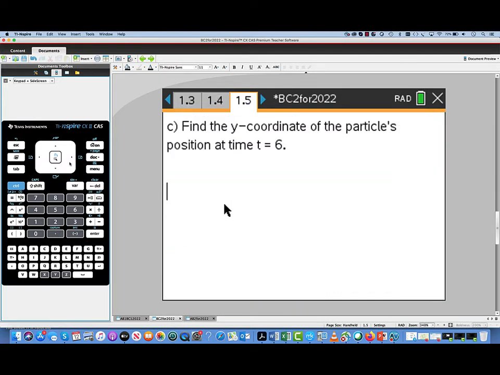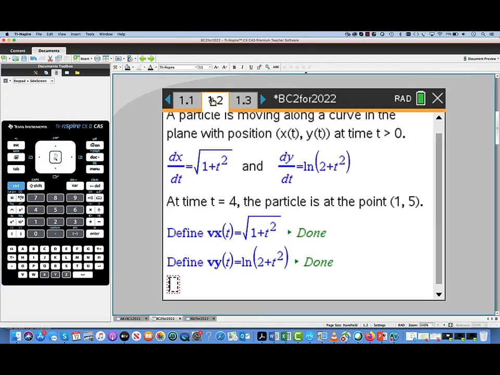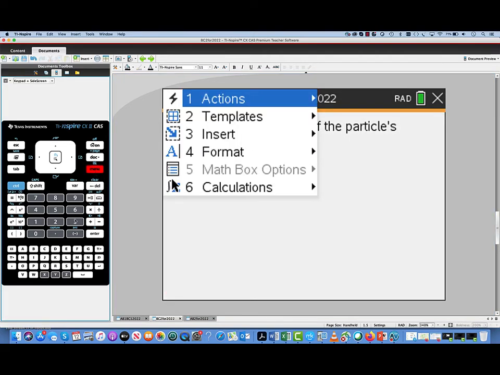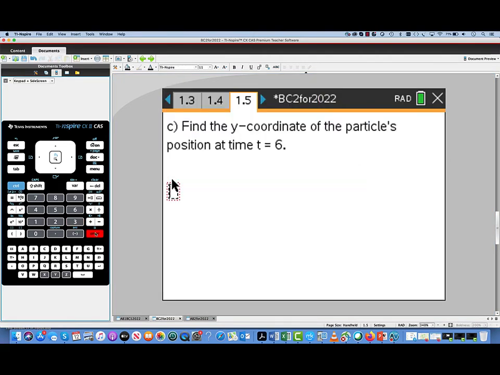In part C, we're asked to find the y-coordinate at time t equals 6. In the beginning, we were told that at time t equals 4, the particle is at the point (1, 5). So we know the y-coordinate was 5 at time t equals 4. Let's start with that. We'll put in a math box the position 5, and we know that's where we were at time t equals 4.